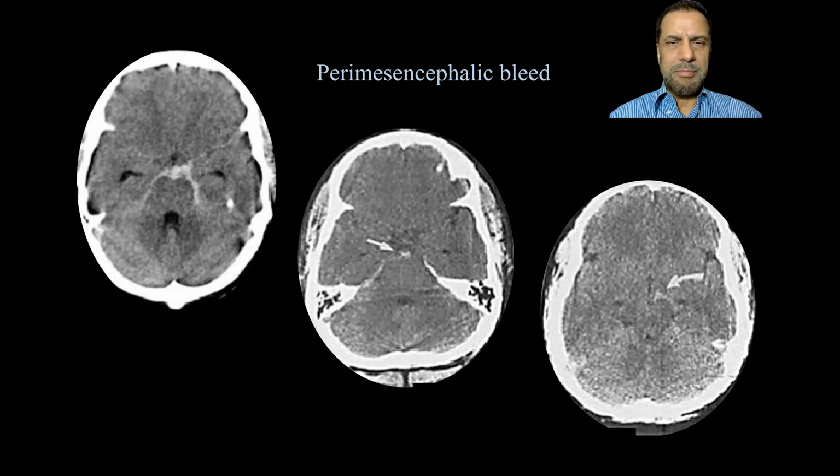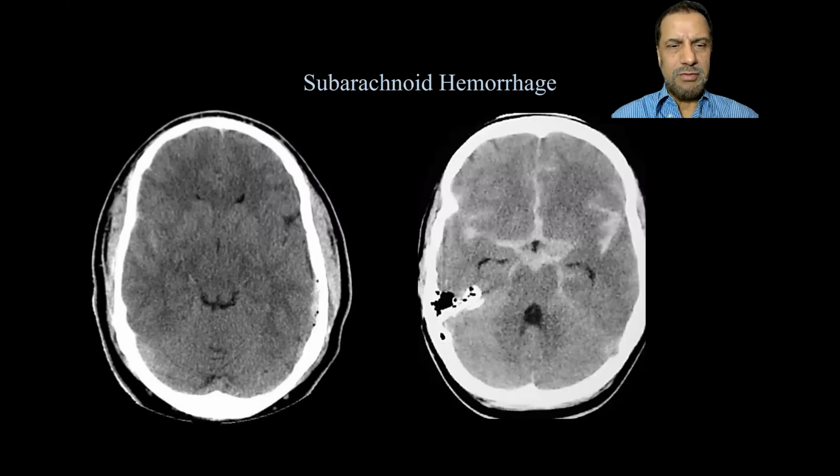Although we call it a perimesencephalic bleed, we need to do an angiography, either a CT angiography, conventional angiography, or MR angiography. And if it is negative, then you just treat the bleeding only. If there's some pathology there, then you need to deal with the bleeding point as well.